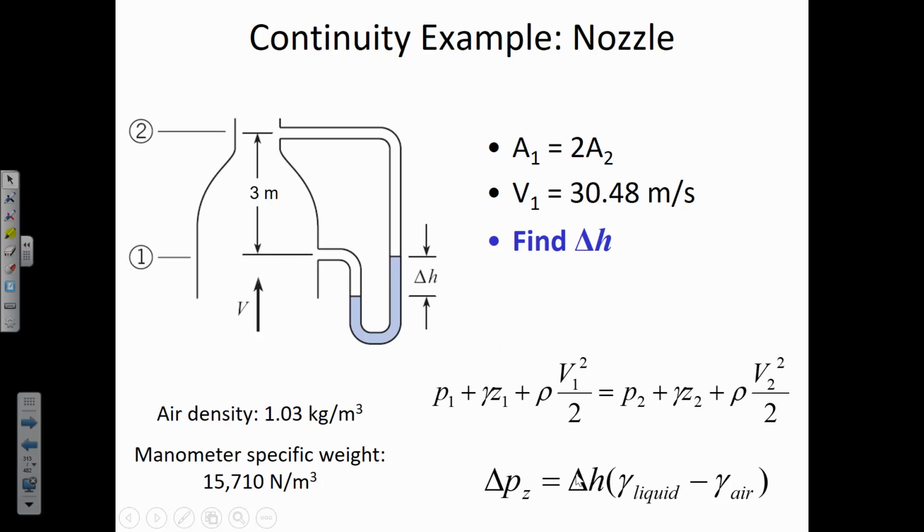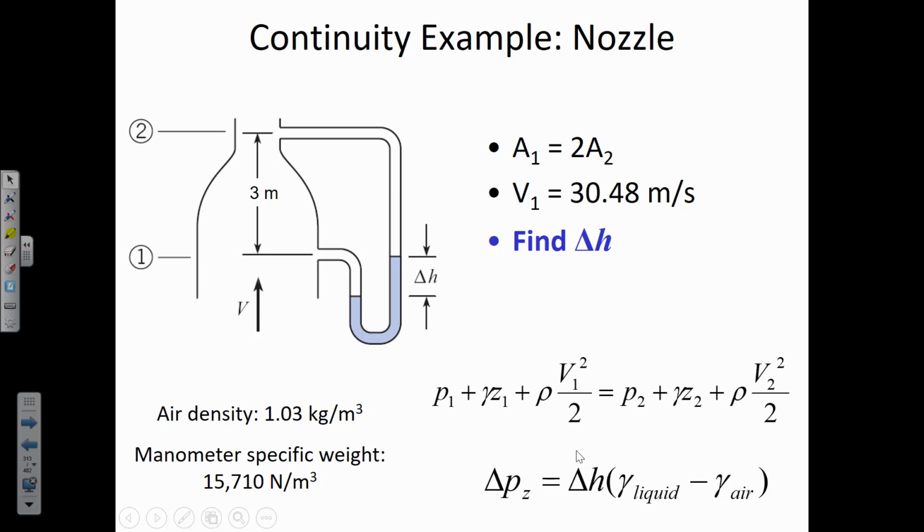So here we want to solve for the delta H. It's going to be maybe a three-step process, where we first start off by finding the velocity with the continuity relationship, and then in the Bernoulli relationship we're going to find the delta PZ. And remember, what we mean by PZ: P sub z is P plus gamma z. So PZ1 is P1 plus gamma Z1. PZ2 is P2 plus gamma Z2.